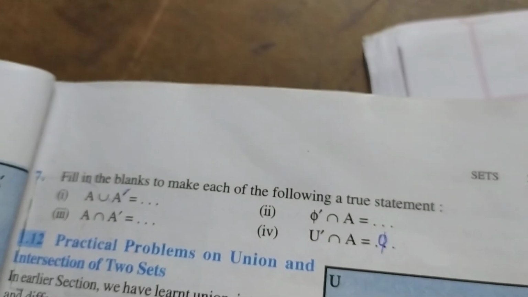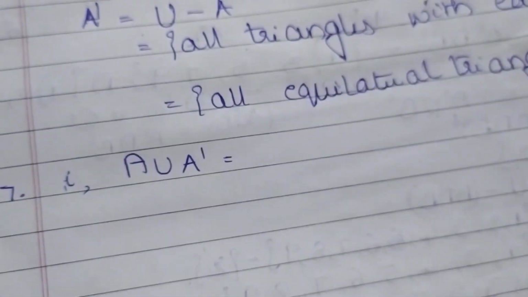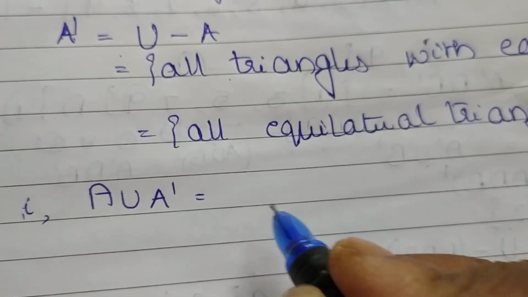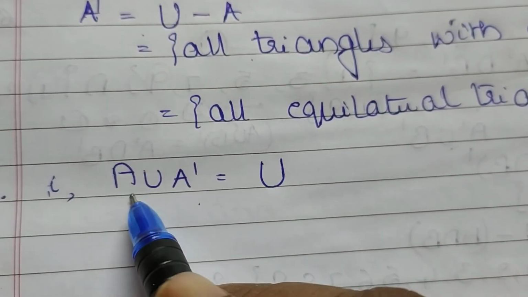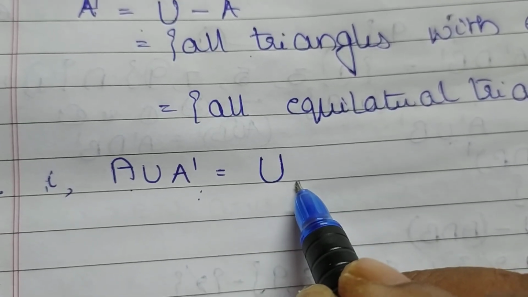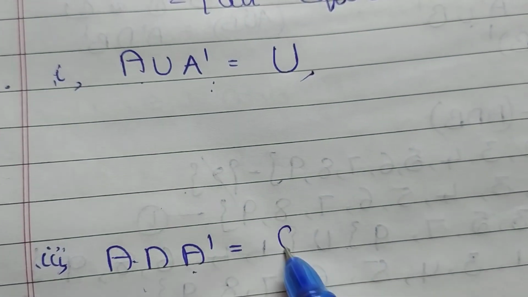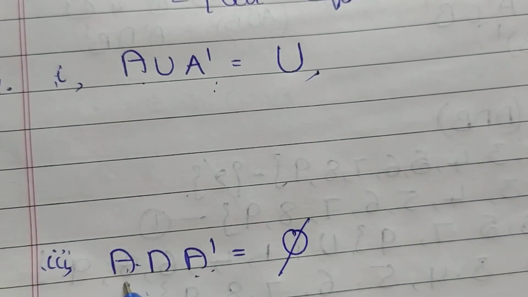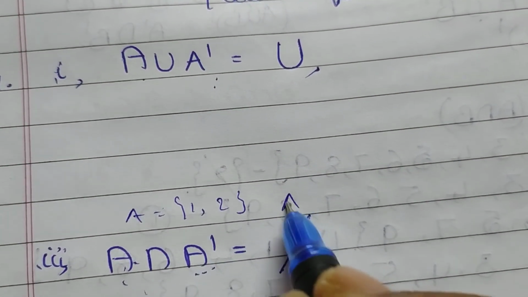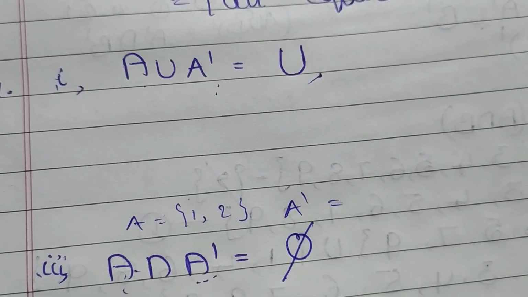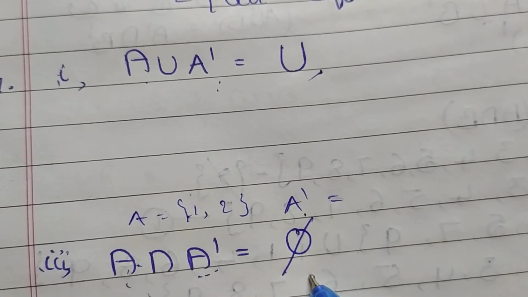Now coming to the seventh one: fill in the blanks to make each of the following a true statement. A union A complement, you will be getting the universal set. You take any set and its complement; if you find their union, you are going to get the universal set. If you find their intersection, you will be getting the null set because they are different. If A is {1, 2}, A complement will be other than 1 and 2, whatever is present. So in their intersection, there won't be any common point. So that's why it will be the null set.